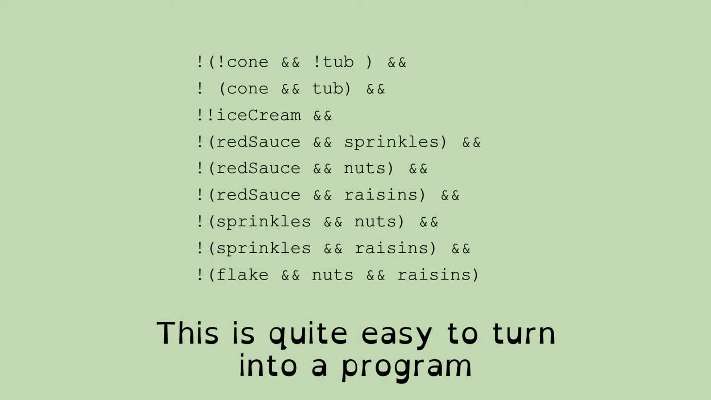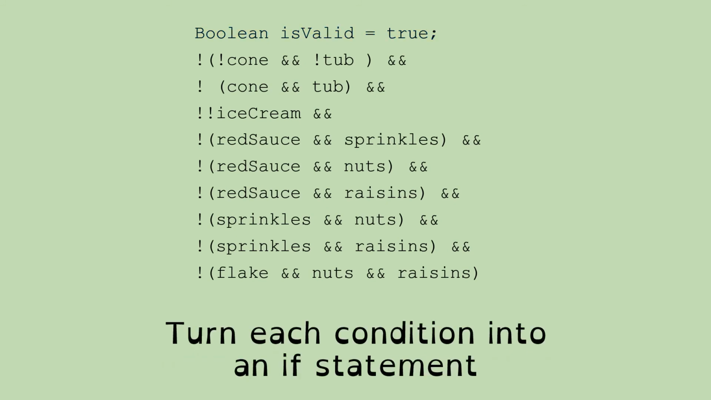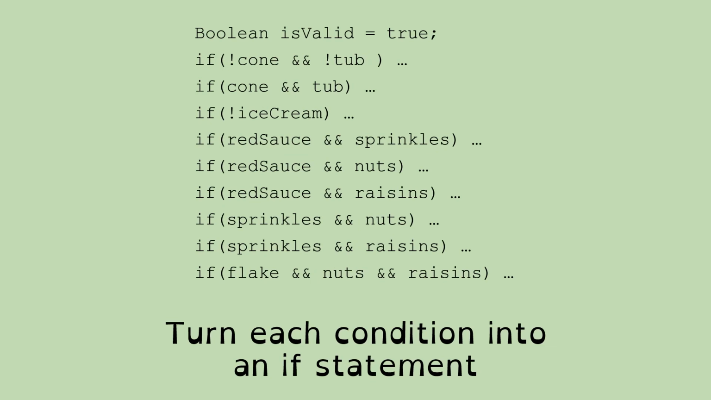So we're going to turn this into a program, as I said, and it's fairly easy to do. We start by adding a Boolean variable, and we're going to set this to be true. We're calling it isValid because this is going to keep track of whether our ice cream that has been ordered is valid or not. And for each of these conditions, we're going to turn them into an if statement, and we're going to say if the forbidden combination exists, then the ice cream is not valid. So this means we're going to strip off the not at the front of each of them and just replace it with an if. So this is why it was useful to do the double not at the front of those two conditions that weren't negative conditions to start off with.